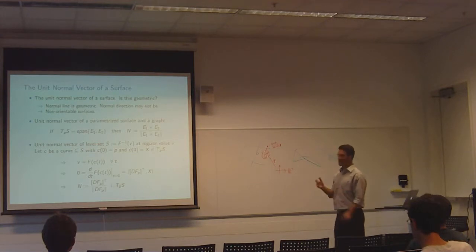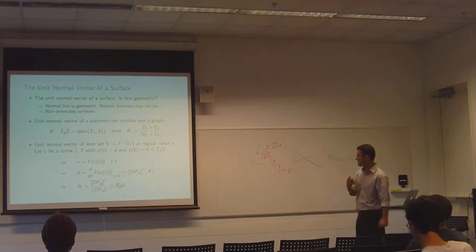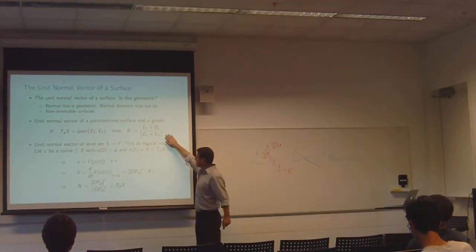So locally, you can always construct a normal vector. It's just you can't necessarily extend it all over the entire surface. Anyway, this is how you do it.